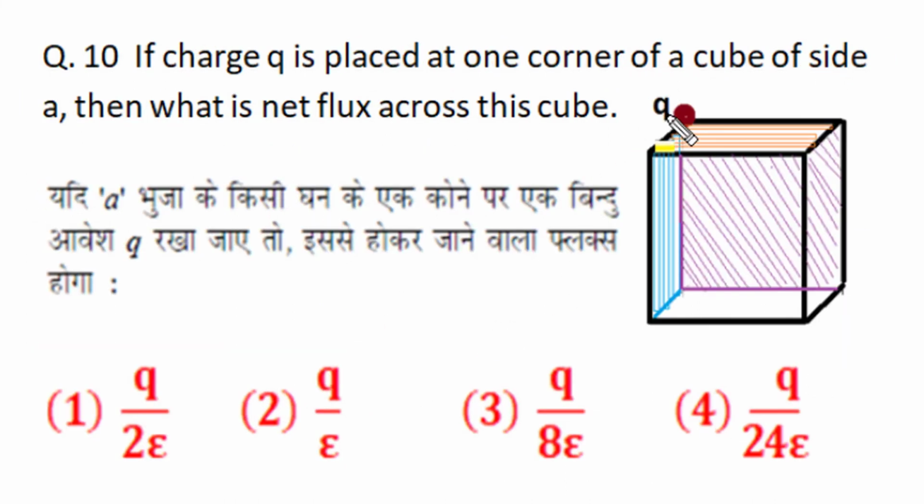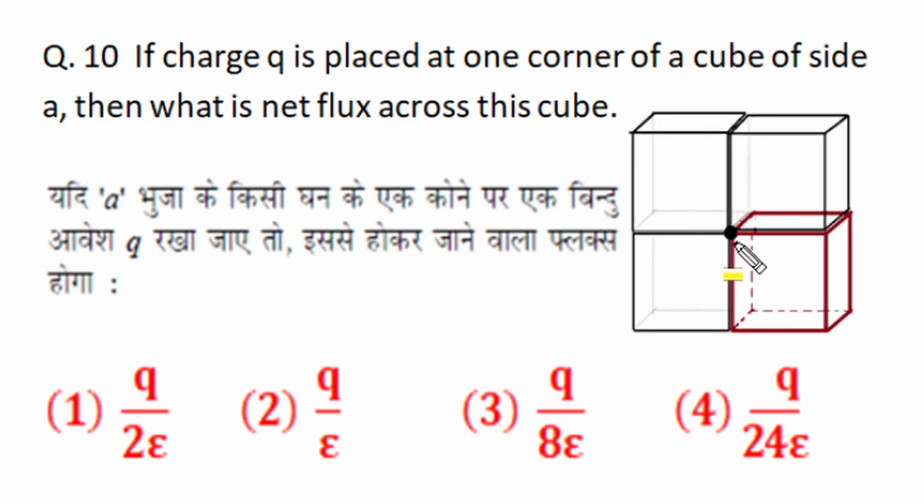If a point charge small q is placed at one corner of this cube, then what is the net flux across this cube? Now we can't use Gauss law, as Gauss law needs a closed surface with the charge enclosed in it. Now this charge is neither inside this cube nor outside, so it would contribute some flux, and we have to explore symmetry with respect to this charge position and this cube's dimension.